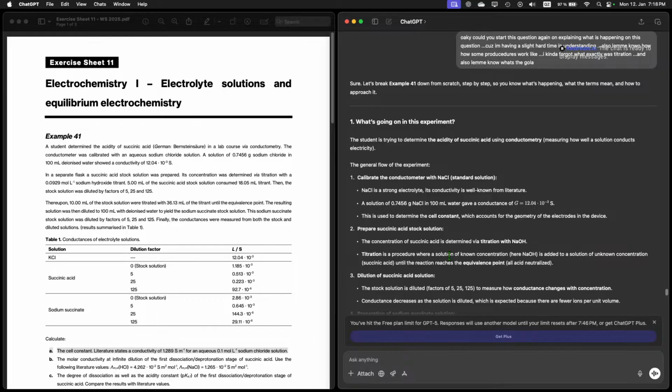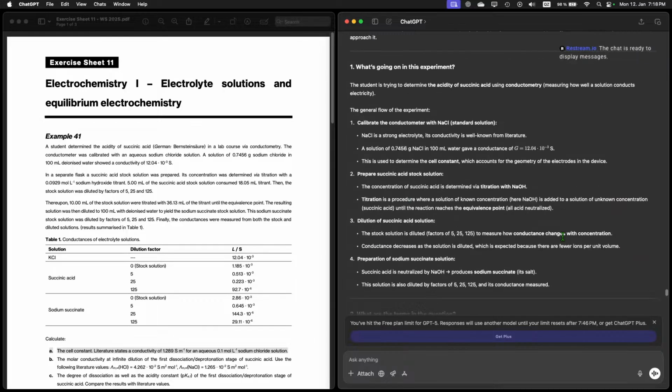the device. Prepare succinic acid stock solution. The concentration of succinic acid is determined through titration.